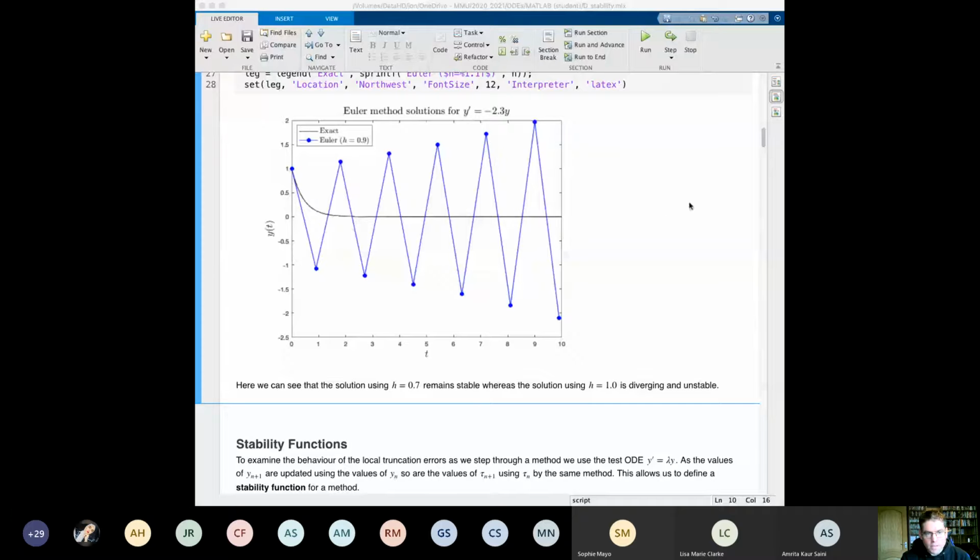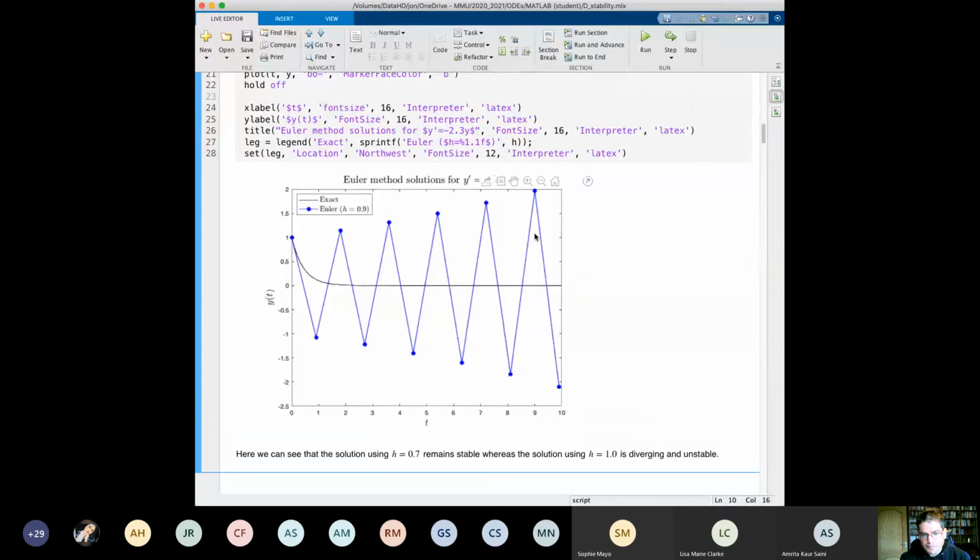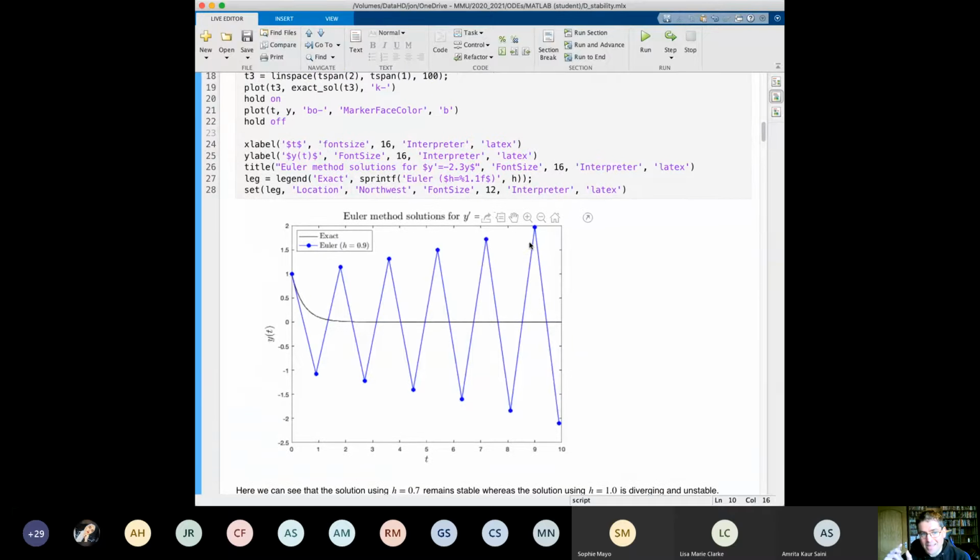Okay. Right. So that's the stable solution. Okay. So is everybody okay with the idea of stability, unstable? It's all to do with that step length H.